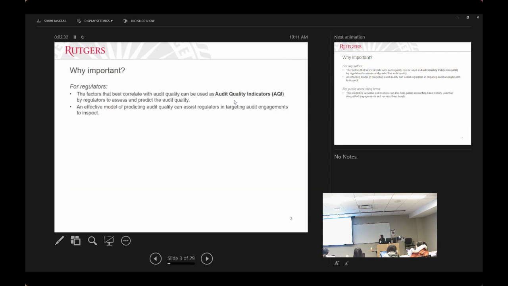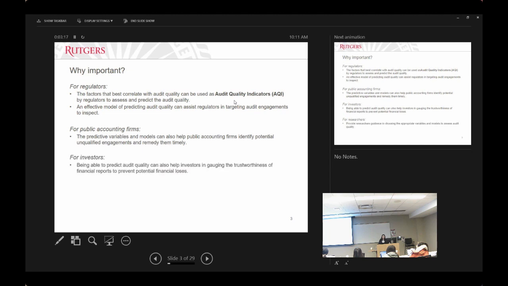So why is it important to answer these questions? First of all, if the regulators know which variables are more likely to be associated with audit quality, they can use these variables as quality indicators to assess the audit quality of the engagement. And if they can predict audit quality, this model can help them target the audit engagements that need to be inspected. For the accounting firms themselves, if they can predict the audit quality or the consequences related to poor audit quality, then they can remedy the unqualified practices in a timely manner.